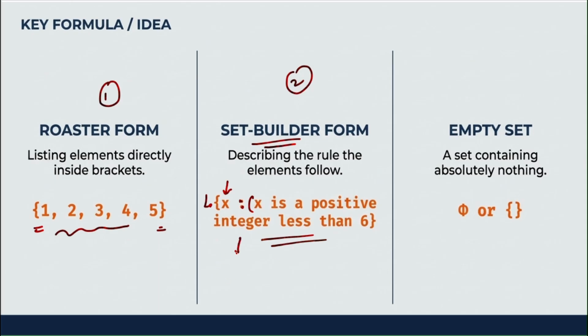What does this mean actually? If I have to represent this in the roster form, then I'll put the curly braces and the positive integers less than 6. Positive integers begin from 1 and continue up to 5. It will not include 6 because I have mentioned less than 6.